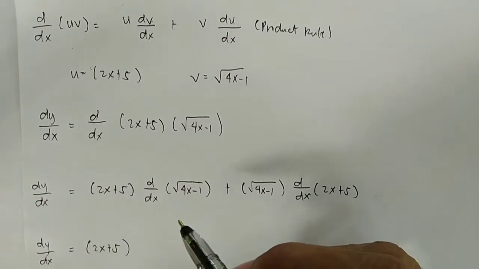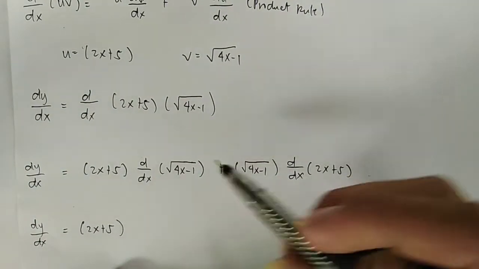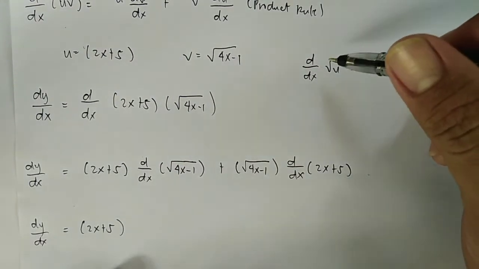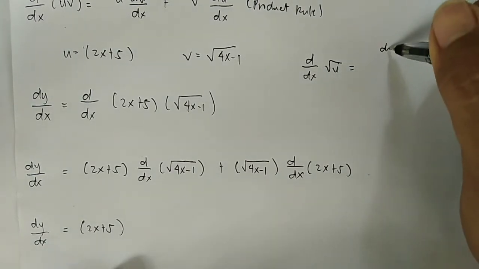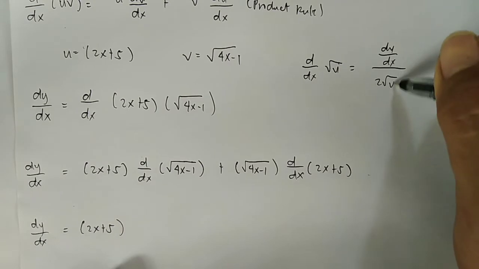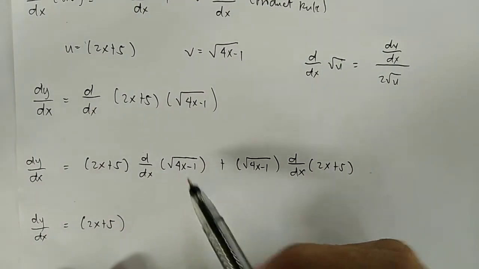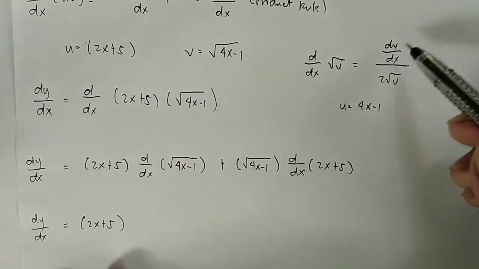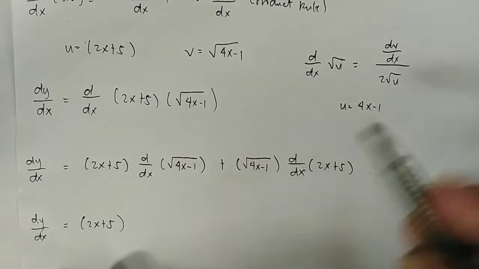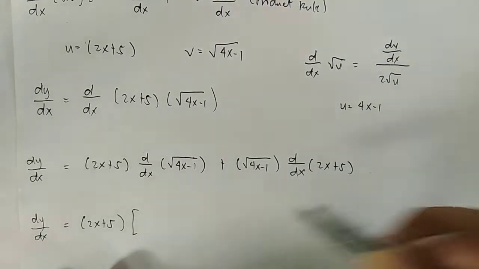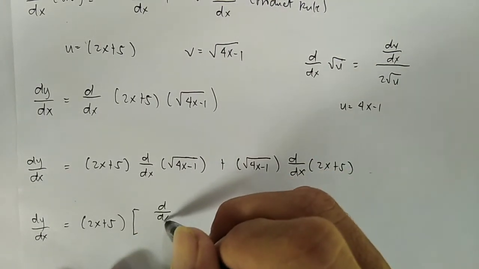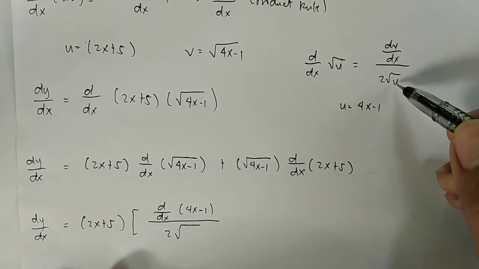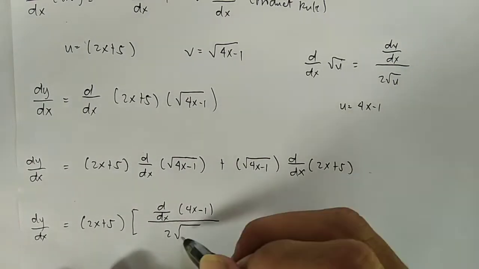So ang gagawin natin dyan, gagamit tayo ng power rule or yung rule for differentiation kapag may radical symbol. So ang gagamitin natin dyan ay d over dx square root of u. So ang derivative kapag may function tayo na ganito, ito yung format na gagamitin natin: du over dx all over 2 square root of u. So ibig sabihin, yung u natin dito ay 4x minus 1. Papalitan lang natin ng 4x minus 1 yung u. So d over dx of 4x minus 1 all over 2 square root of 4x minus 1.